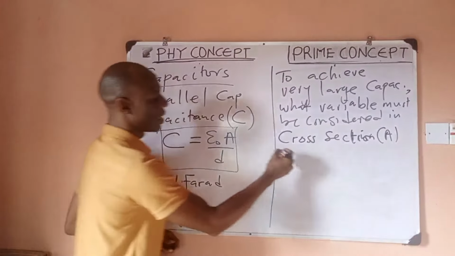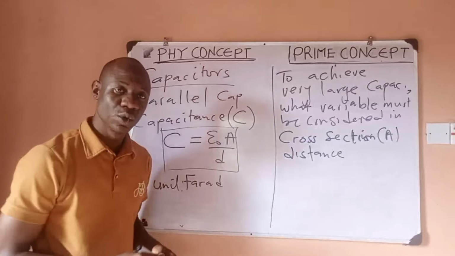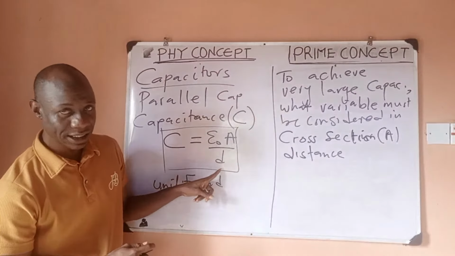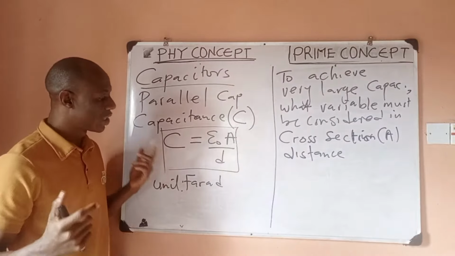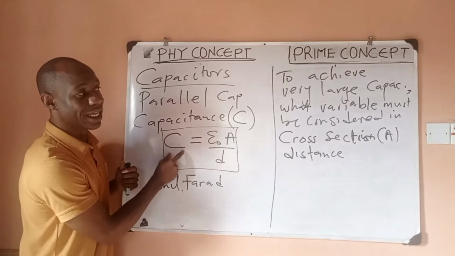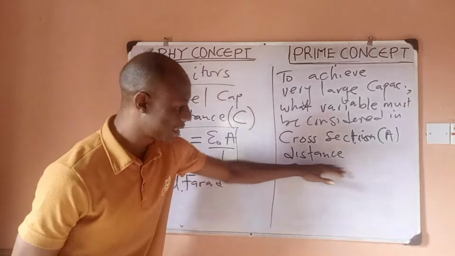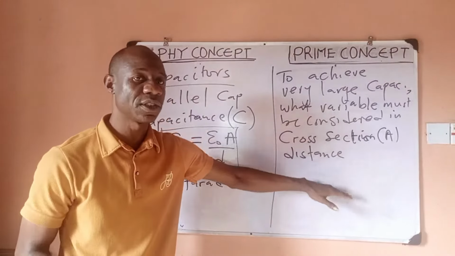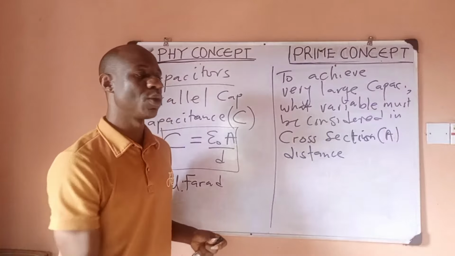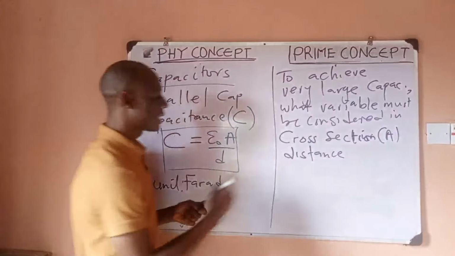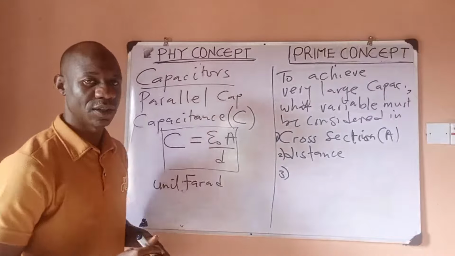Then another variable is distance, the distance between the plates, which is denoted by D. You can see that capacitance and distance are inversely related, which simply means that if you need a large capacitance, you need to decrease the separation between the plates. So distance is the next variable you should consider. You have to use a small distance so that your capacitance should be high. Then the third parameter you should consider, who can tell me the third parameter we should consider?